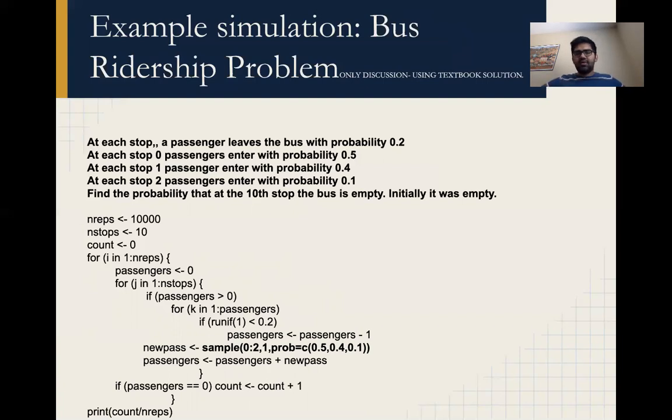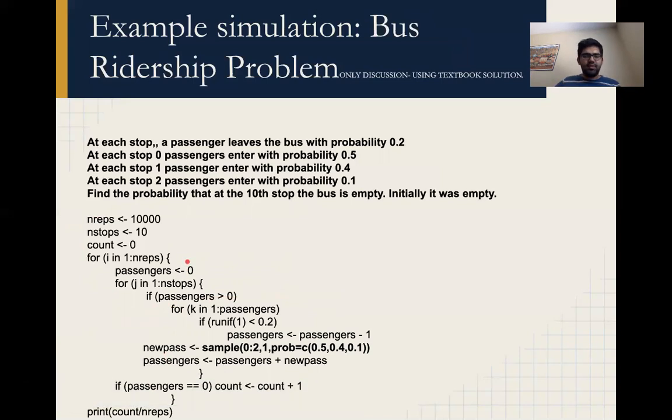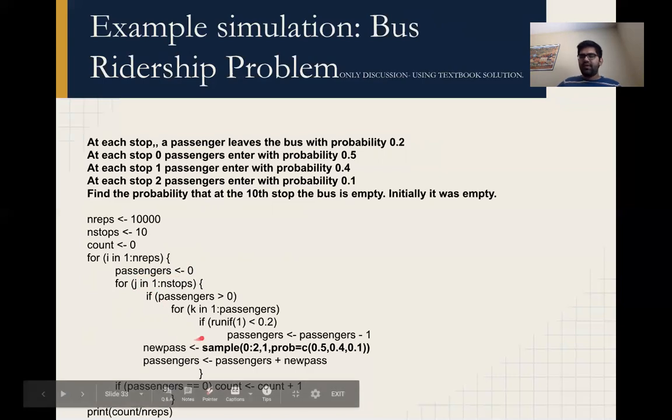Initially, the bus was empty, so we need to find the probability that at the 10th stop, the bus is empty. This would be a little tedious, but let's look at it. We have the number of repetitions, that is 10,000, the number of stops is 10, and count is 0. So you're looking at the 10th stop. For i in the number of repetitions, this loop is totally for the number of repetitions, so we'll not look at that because we looked at it in the earlier examples. Initially, the passengers are 0. For j in the number of stops, this again is for the number of stops that we have.